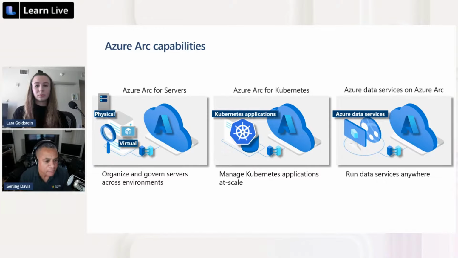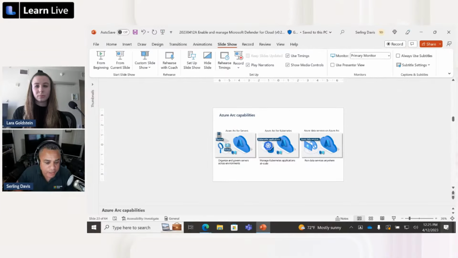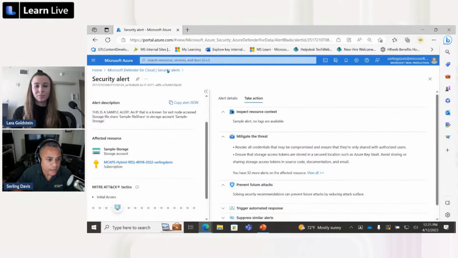Here's an example of being able to extend my Defender for Cloud features over Arc into an environment that has Windows and Linux physical machines, as well as Windows and Linux virtual machines. Then I can actually provide some type of protection towards Kubernetes applications into a different environment at scale, or run data services anywhere, right? Or Azure data services, what I'm trying to say. With that, I'll go ahead and see if I can demonstrate or show you what I have already collected.